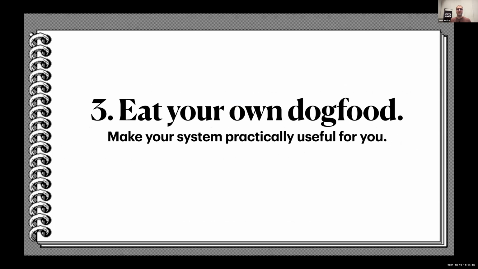So eat your own dog food, make your system practically useful for you. Dog fooding is a great reality check because it helps us to see that while our systems may be theoretically interesting, they may not yet have gotten to the point where they're practically useful. And focusing on that can bring new interesting innovations on the theory level as well.